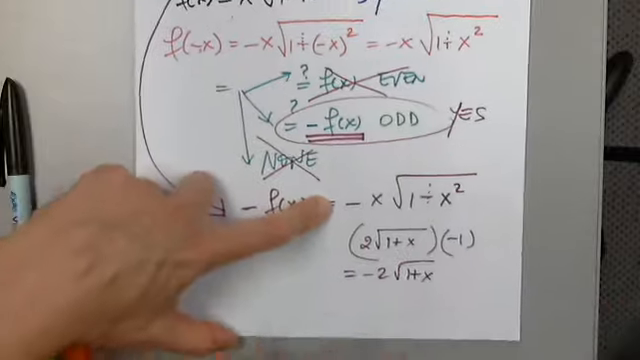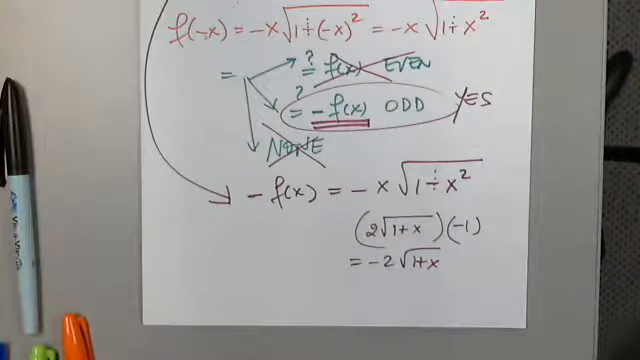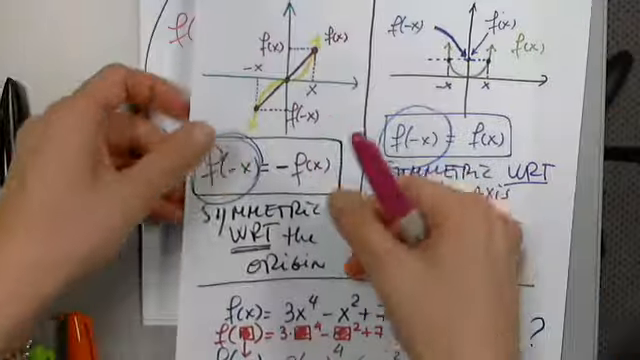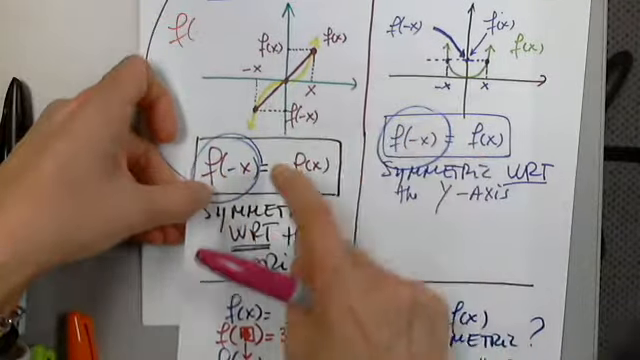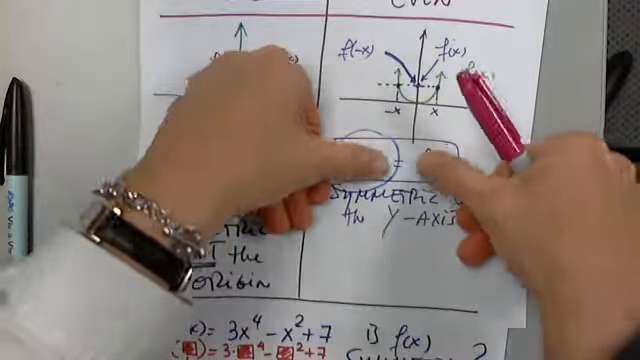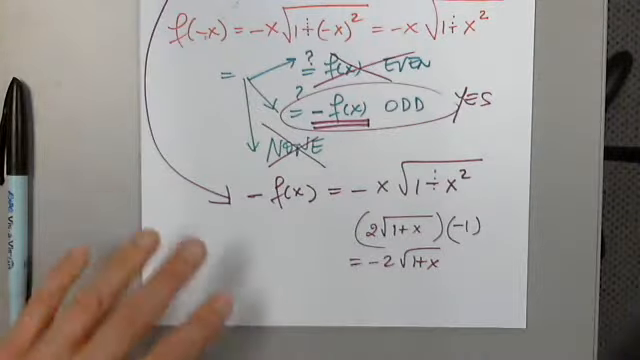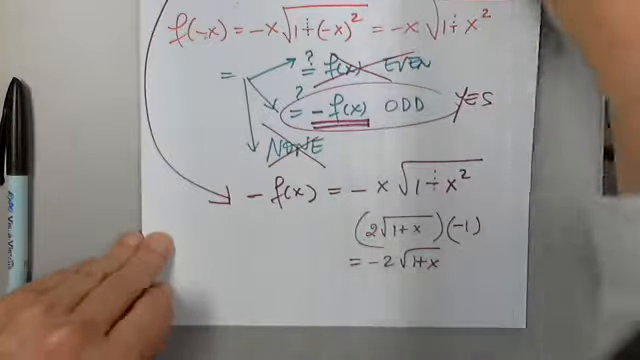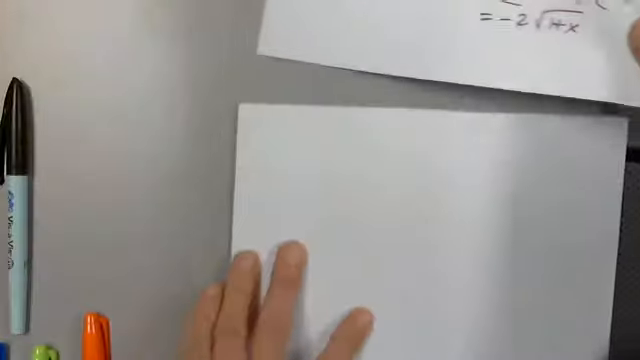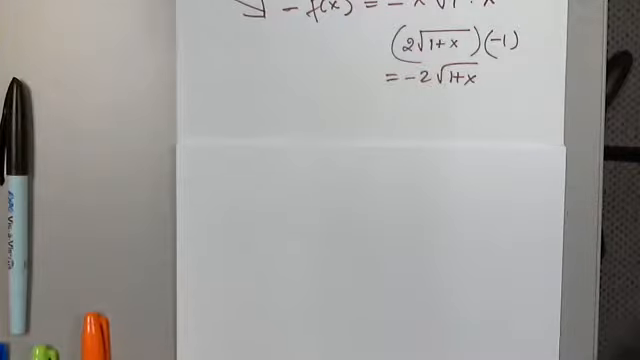If anything changes and they're not identical, either f of negative x with f of x, or f of negative x with negative f of x, if these two are not completely identical, or these two are not completely identical, the function is not symmetric. Yes, thank you. Okay, so our next step is to look at a problem.